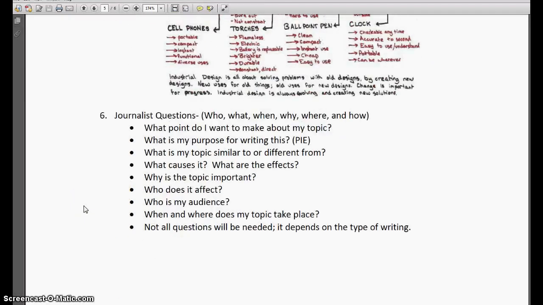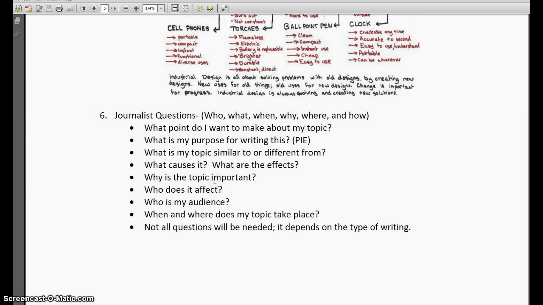Last, number 6 is journalist questions. Again, who, what, when, where, why, and how. And if you look at these questions, what is my purpose? What is my topic similar and different to? That would be good for a compare and contrast. Obviously, what causes it? What are the effects? That would be good for writing an essay on cause and effect.